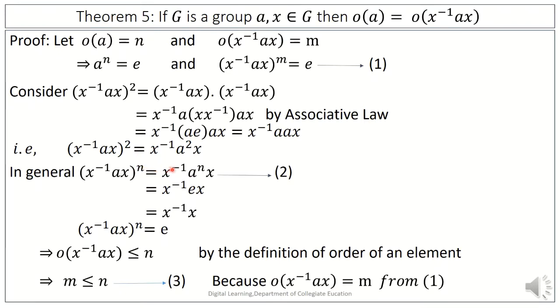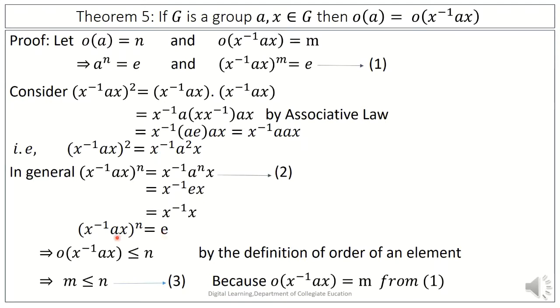From this equation, x inverse into A to the power of n into x, call this equation number 2. In the next step, A to the power of n means this is E, the identity element. Therefore, substitute A to the power of n equal to E in equation 2. Then we get x inverse into E into x. Multiplying the identity element with x, you will get x only. Therefore, x and x inverse are inverses of each other. Again, you will get the identity element.